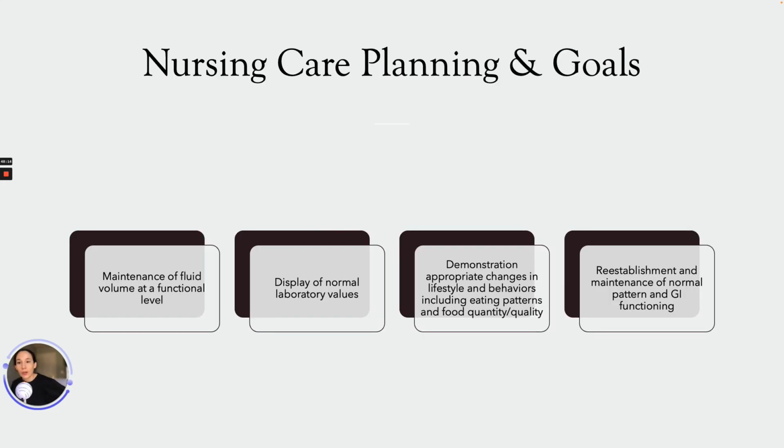Our nursing care plan goals can include things like maintenance of fluid volume at a functional level, display of normal laboratory values, demonstrate appropriate changes in lifestyle and behaviors, including eating patterns and food quality and quantity, and reestablishment and maintenance of normal patterns in GI functioning.